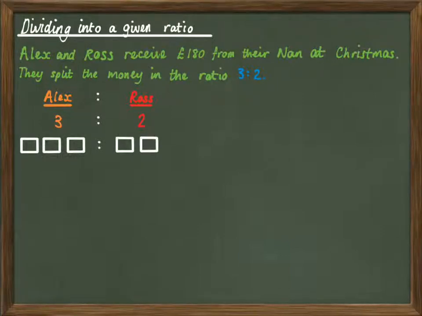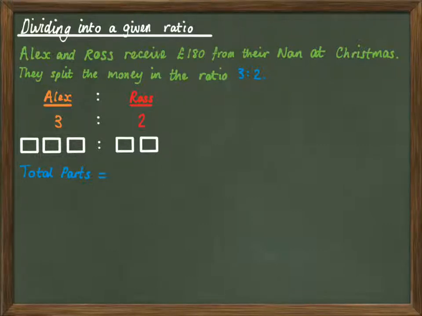Underneath that, this is just a little support to start you off. You don't have to use it, but little diagrams just show the parts that Alex has and the parts Ross has. Now the first thing is to work out what we call the total parts. The total parts is, in one cycle, how much money you're giving away.